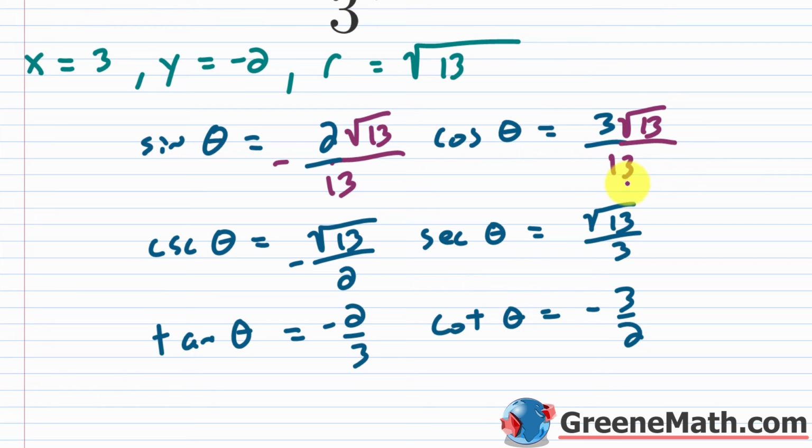Okay, so we have everything now. So the sine of theta is the negative of 2 times square root of 13 over 13. The cosine of theta is 3 times square root of 13 over 13. The cosecant of theta is negative square root of 13 over 2. The secant of theta is the square root of 13 over 3. The tangent of theta is going to be negative 2/3. And the cotangent of theta is negative 3/2.